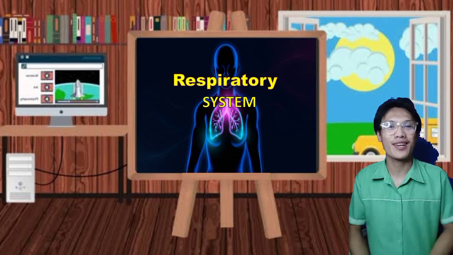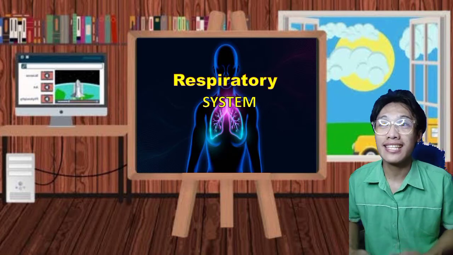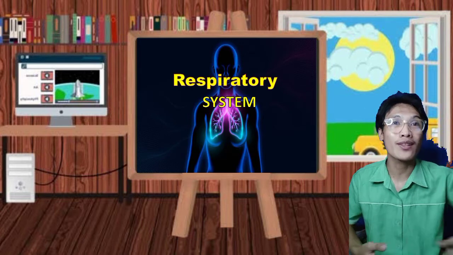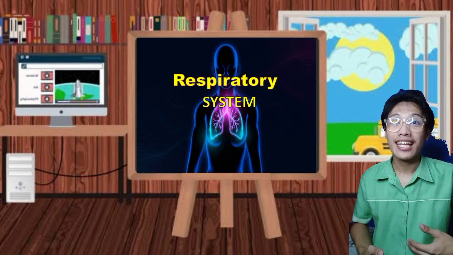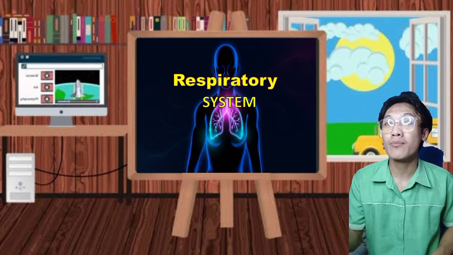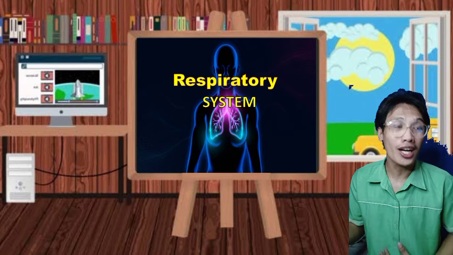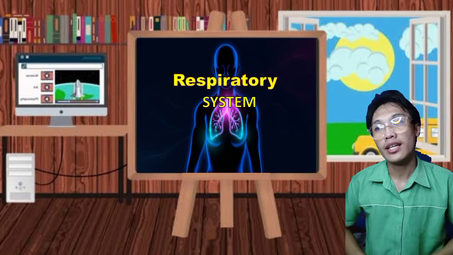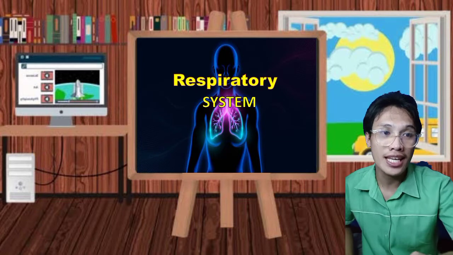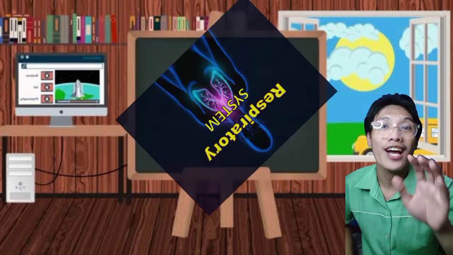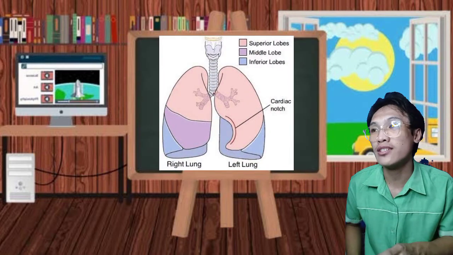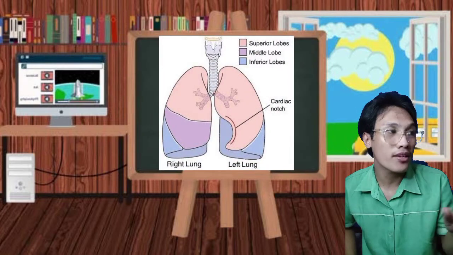Yes, that's a very good question. So, why is it that on the left side there are only 2 lobes and there's a little cut, and on the right side there are 3 lobes but there's no cut? It is because of the little cut in the lung, as you can see here, and it is called the cardiac notch.